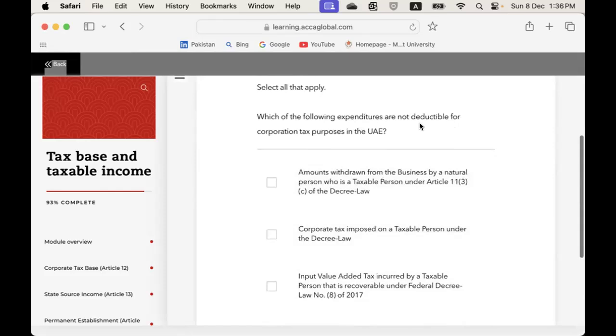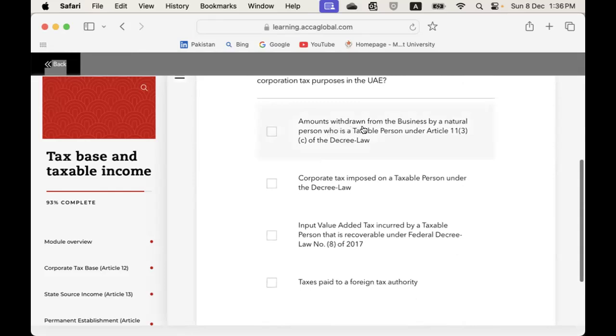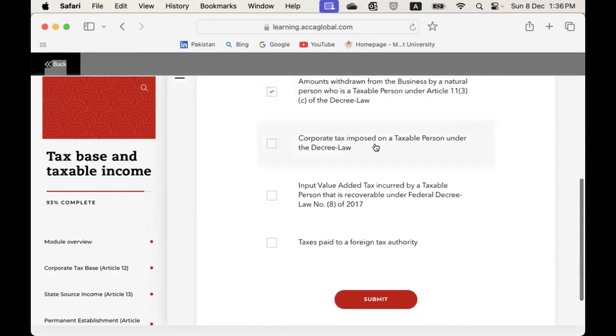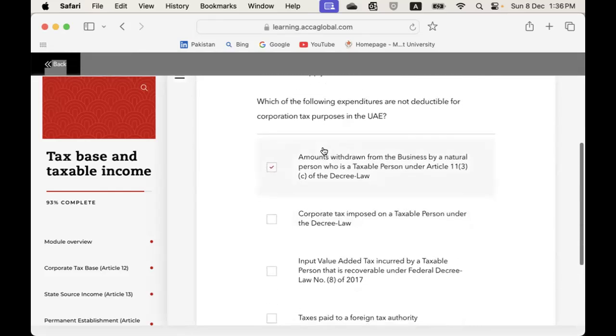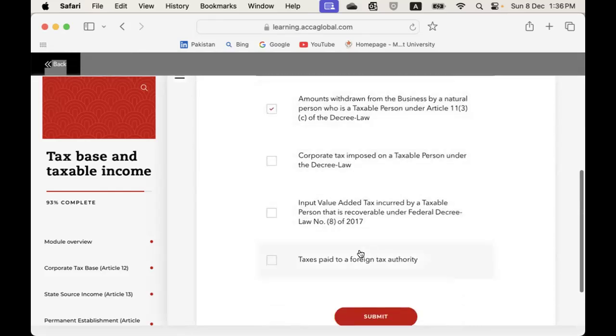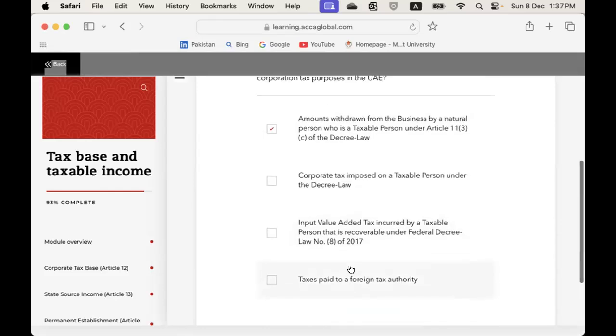Which of the following expenditure are not deductible for corporation tax purposes in the UAE? Amounts withdrawn from business. Withdrawals. So this is drawings, right? Corporate tax imposed on a taxable person under the decree law. This cannot be a deduction, right? This is not an allowed deduction. Input value added tax incurred by a taxable person that is recoverable under federal decree law. This is not allowed. This you have to charge. This is an asset. And then we have tax paid to a foreign tax authority. This will also not be an allowed deduction.